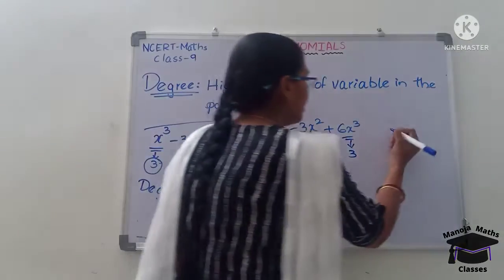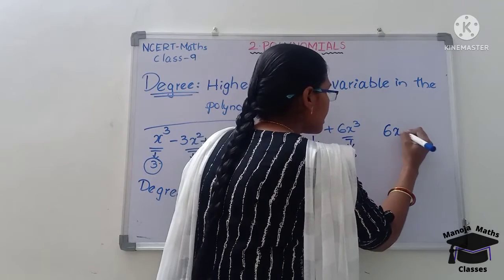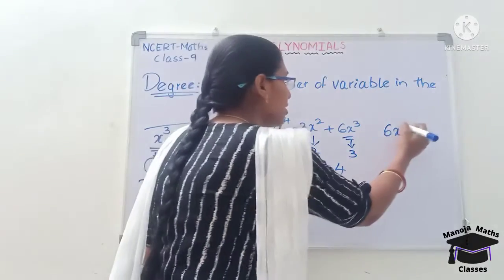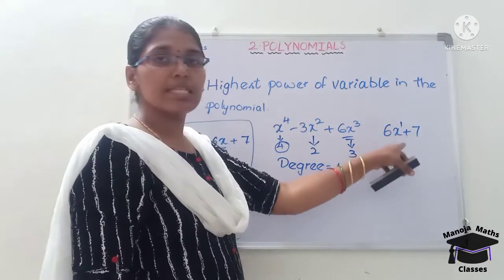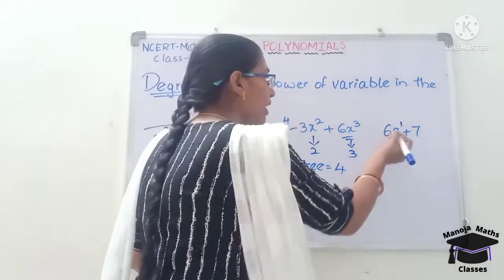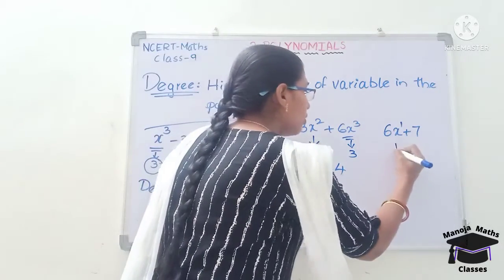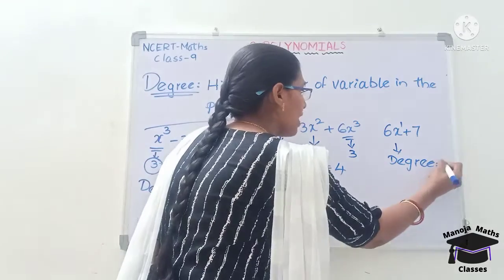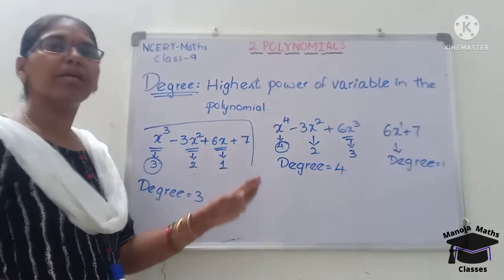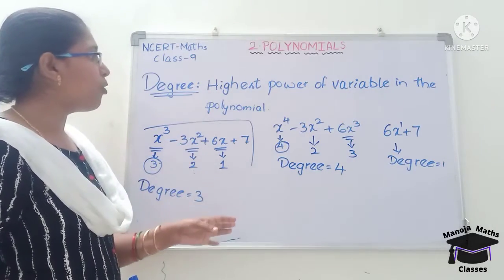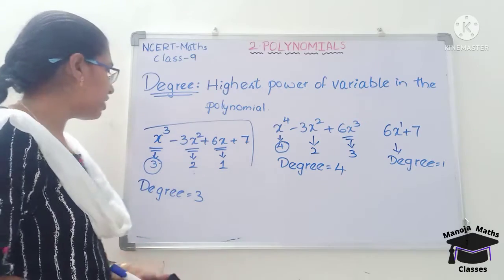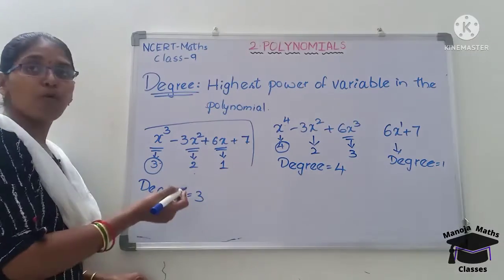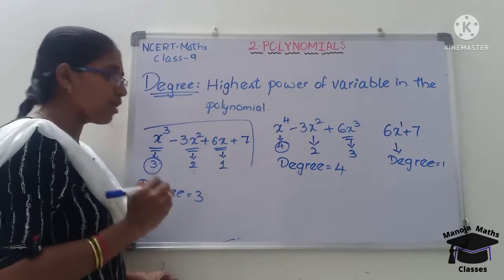Let's check another example, children. 6x plus 7. What is the variable you have, children? x. So what is x? x is nothing but x power 1. So the highest is 1. So the degree of this expression is? The degree is 1. So the highest power will become the degree. The degree of a polynomial is nothing but the highest power. Here, children, all these polynomials have one variable.